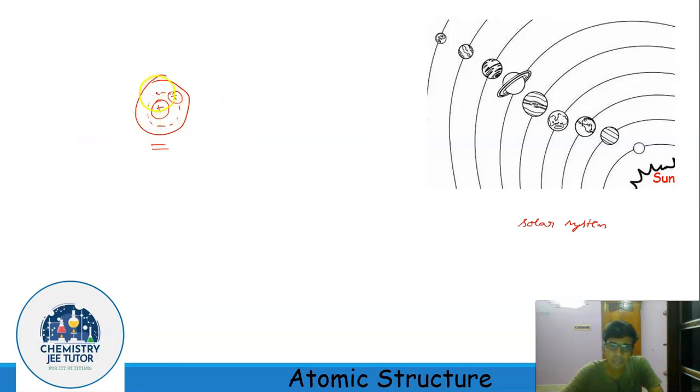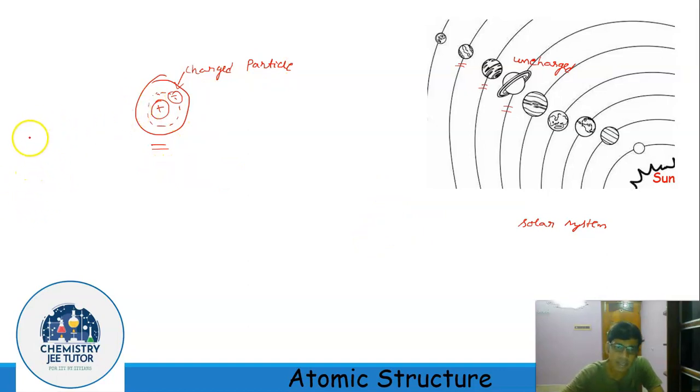Though it has some degree of similarity with the solar system, it has certain differences also. What is the major difference? In the solar system, the planets are uncharged. But in an atom, the electrons which revolve around the nucleus are charged particles. This is the major difference between an atom and the solar system.